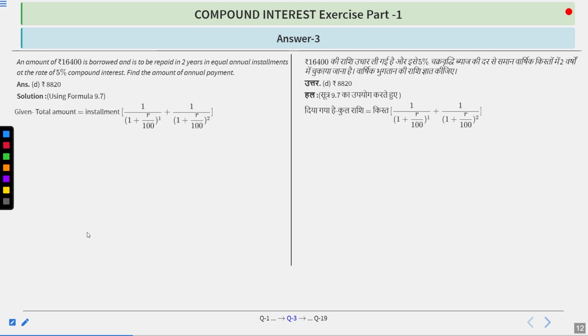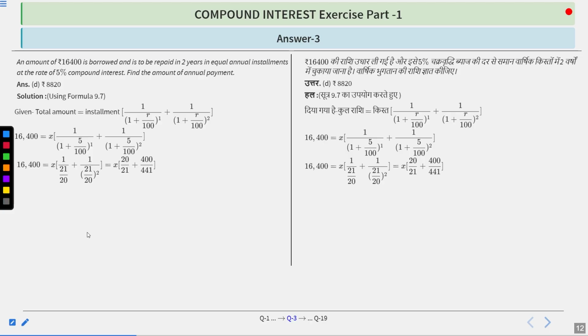So given was total amount is equal to installment into 1 upon 1 plus r upon 100 raised to power 1 plus 1 upon 1 plus r upon 100 raised to power 2. So total amount was 16,400. That is equal to installment that we don't know. So we have put the value of installment as x into 1 upon 1 plus rate is 5%. So in place of r we have put 5 upon 100 raised to power 1 plus 1 upon 1 plus again rate is 5 upon 100 raised to power 2. Because we have two installments, so maximum power we can go till 2.